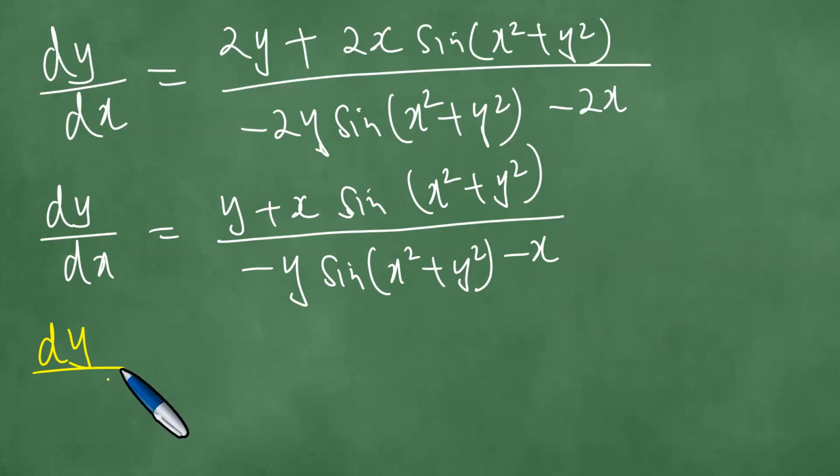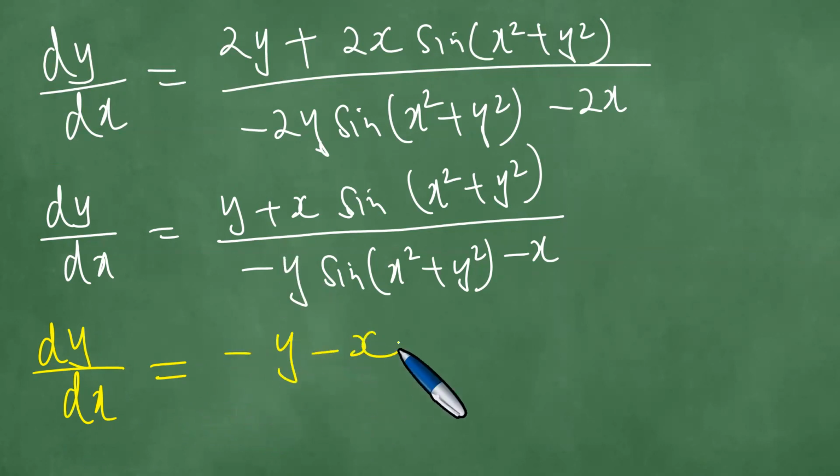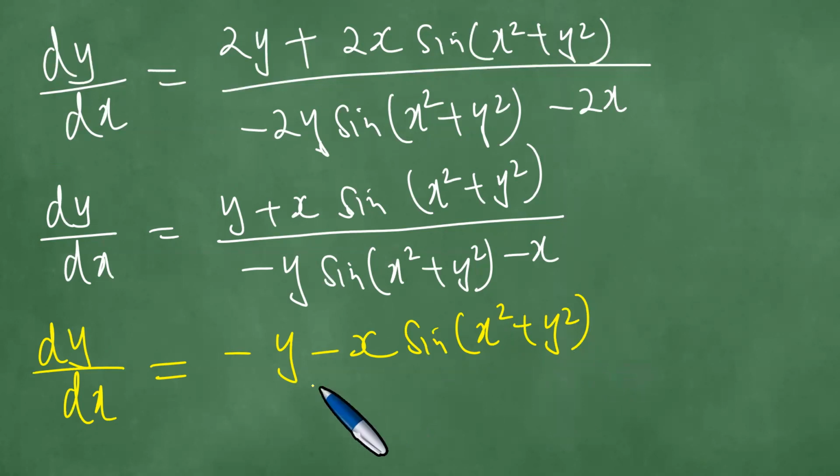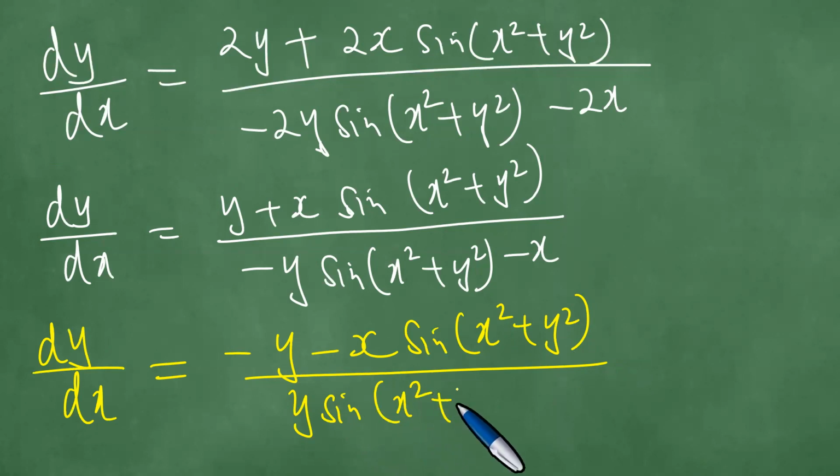For example, another student can write the answer as dy/dx, and you allow the negative to go up. So you have minus x the sine of x squared plus y squared, divided by y the sine of this, plus x. Like so. And this is the answer. But this answer can also be done in three steps.